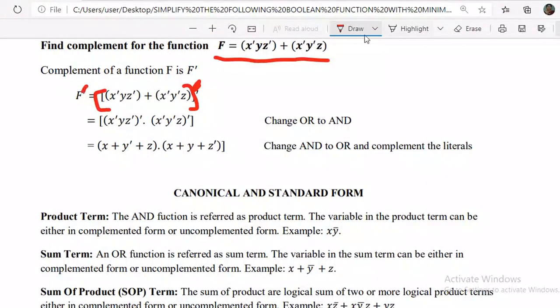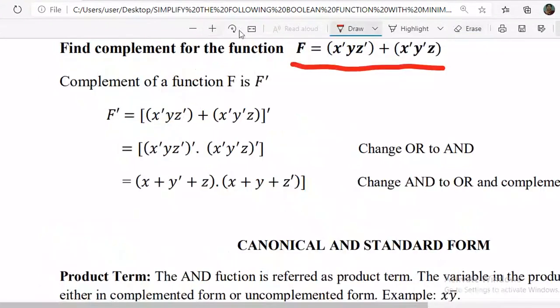After this, f dash equals the question I have written as such, and I have marked the dash here. Now next, what I have to do: we are going to break this whole bar.